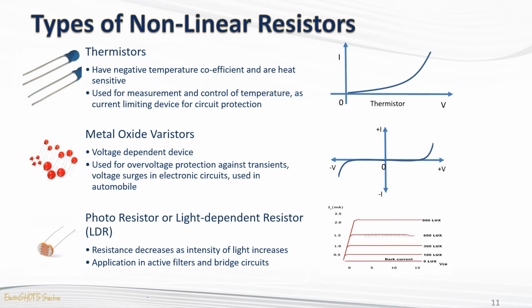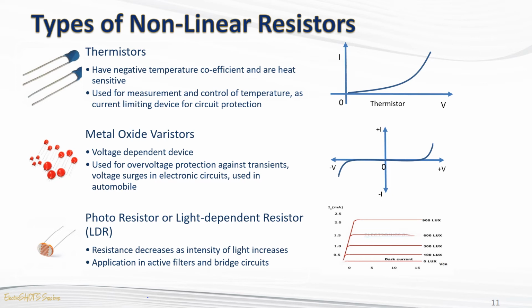Beyond a certain voltage, the resistance of such materials tends to decrease because they get heated up. As the heat increases, it affects the resistance value of these materials. The resistance decreases, thus allowing more current than it was allowing earlier. So you can see a sharp shoot up in the V-I characteristics beyond a certain voltage. They are mostly used because of their heat sensitivity, for measurement and control of temperature and as current limiting devices for circuit protection.